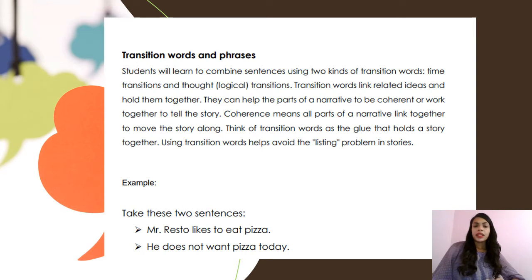Coherence means all parts of a narrative link together to move the story along. Think of transition words as the glue that holds a story together. Using transition words helps avoid the listing problem in stories.